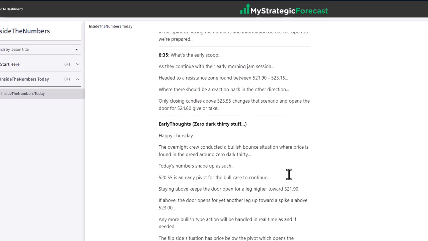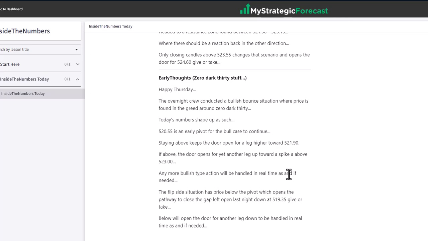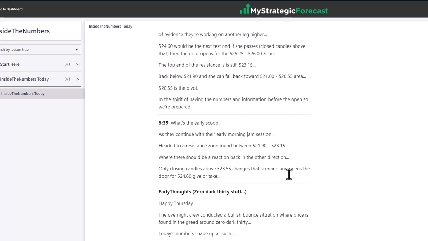So the stuff from 0 dark 30 doesn't really matter. But what we'll do is we'll take a look further out and see what's the scoop. 835. What am I thinking now? Headed to a resistance zone found between 521.90, 523.15. Well, let's use the upper portion at 523.15 because they did go higher. Only closing candles above. This is important.